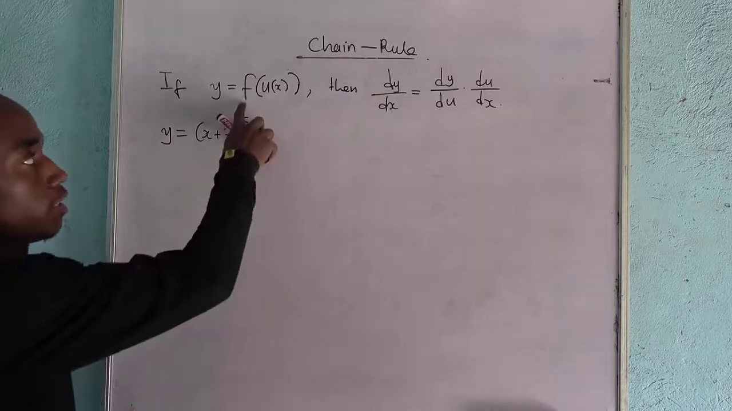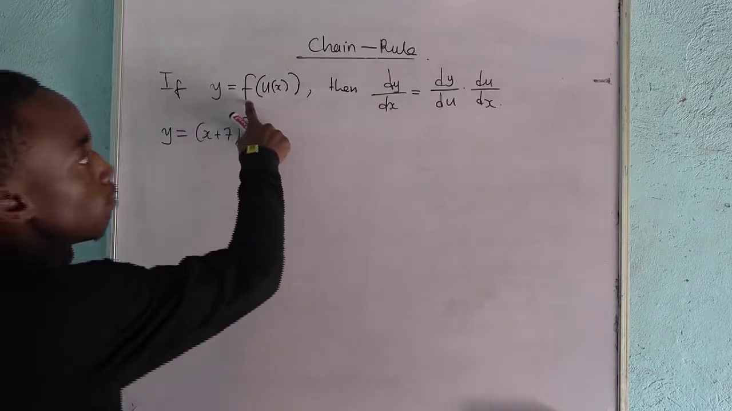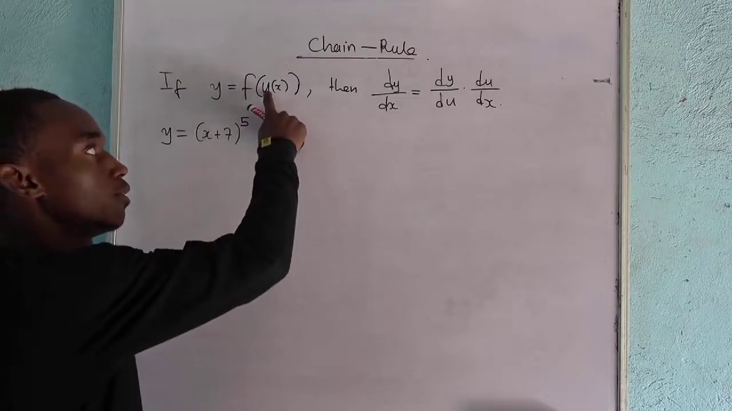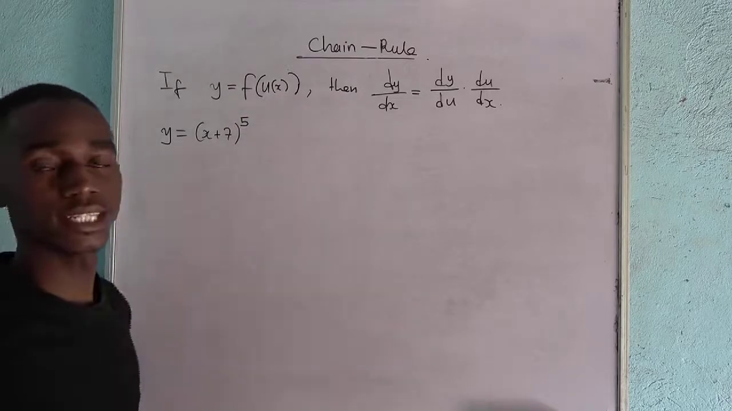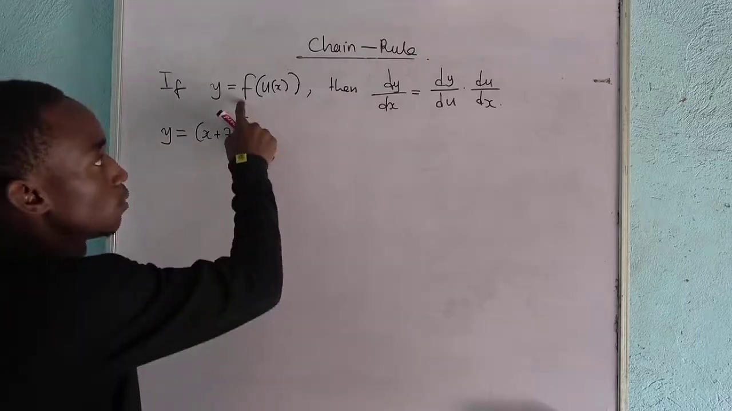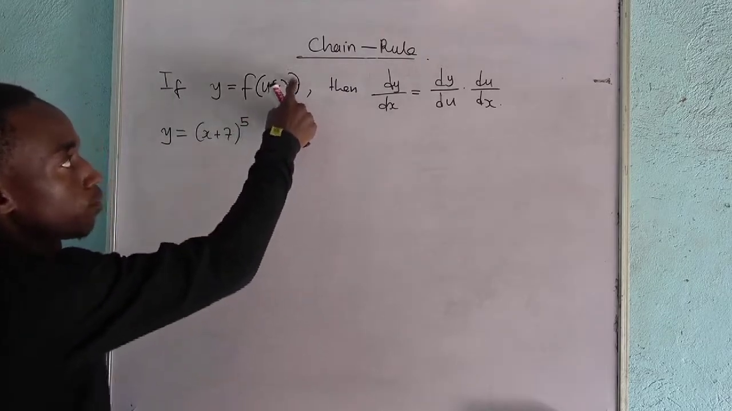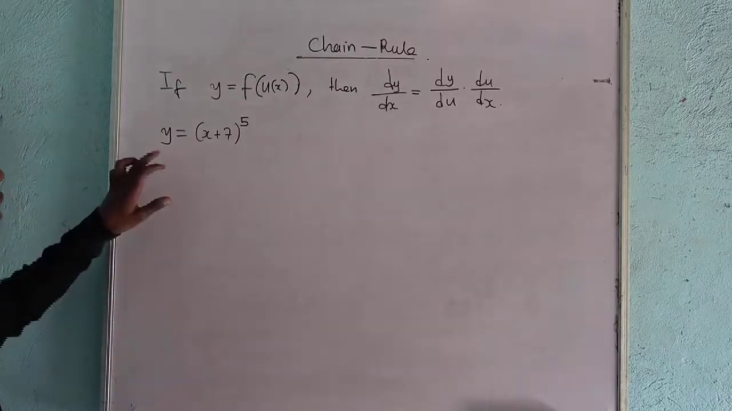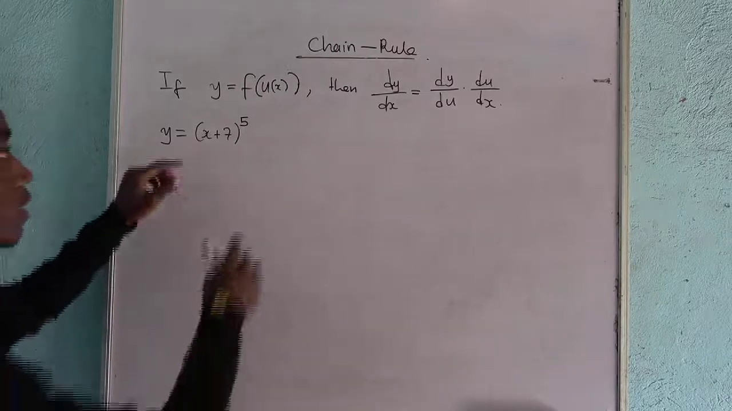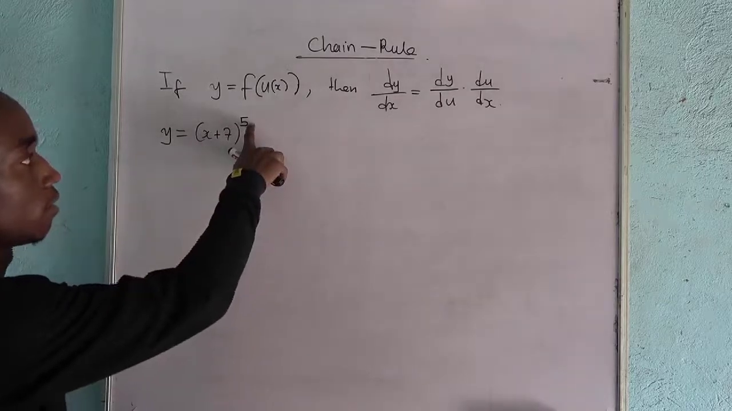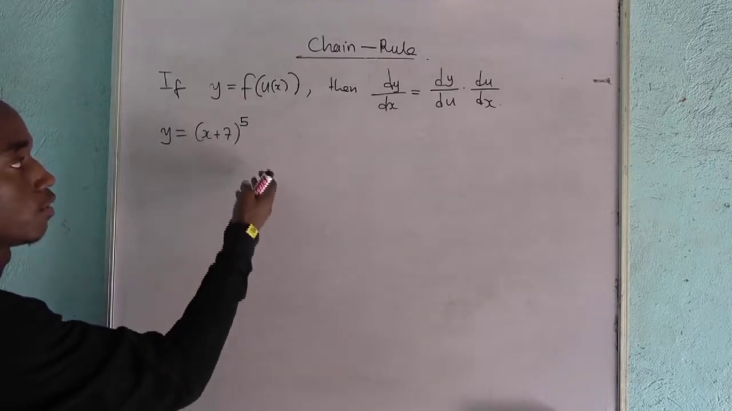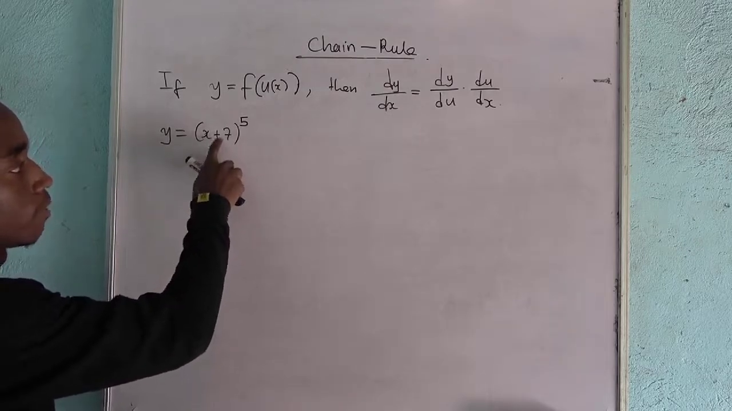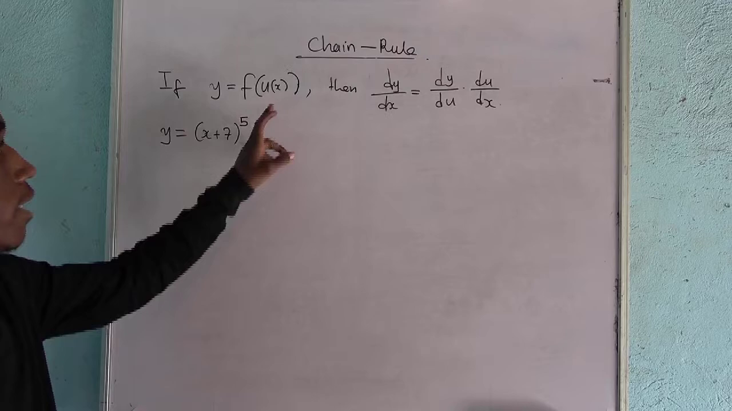So this is some function f of x which contains u, which is another function of x inside it. To make this look simple, it is as good as the first example here. We have y equals some function raised to power 5, which is a function of x, and inside it we have another function, x plus 7, which is another function of x.